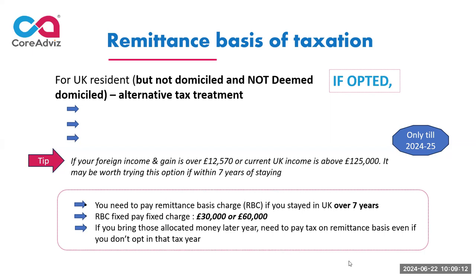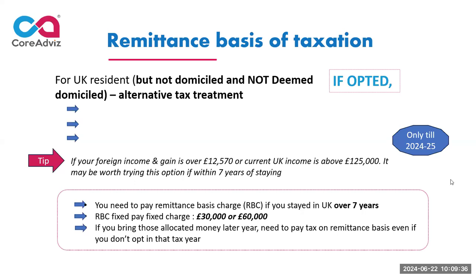Okay. So remittance basis of taxation, it's only going to be applicable for 24-25. From 6th April 2025, there are going to be new budget rules applied. There's news you have already heard about this. If you have not heard about this, this is going to be obsolete, but still you have 1 year to opt for this scheme. What is this scheme about?